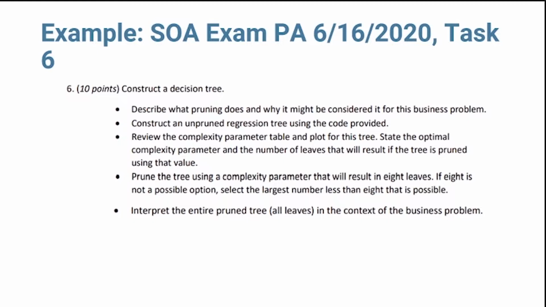The first question was, describe what pruning does and why it might be considered for this business problem. You basically had to memorize the definition for pruning and then type it out. The next part was to construct an unpruned regression tree using the code. You didn't need to make any changes, you simply pressed run. You then had to review the complexity parameter table and plot for this tree, and then choose the optimal value.